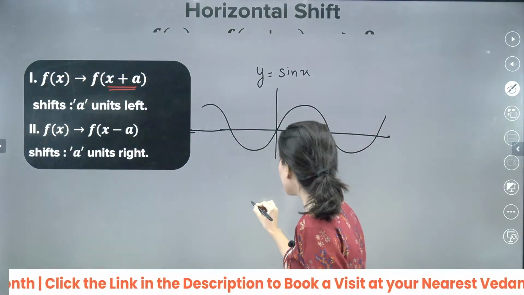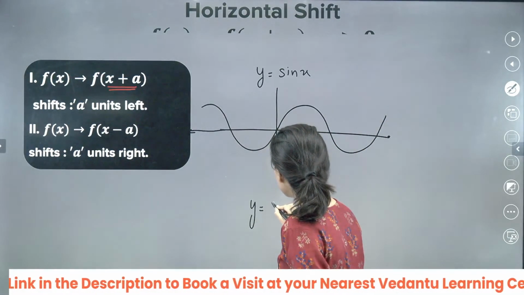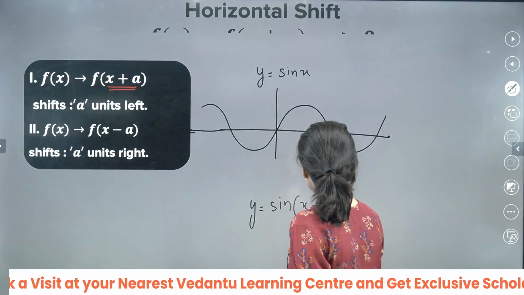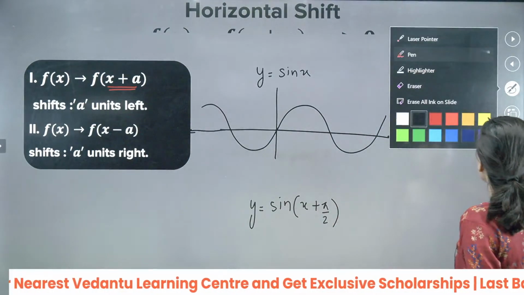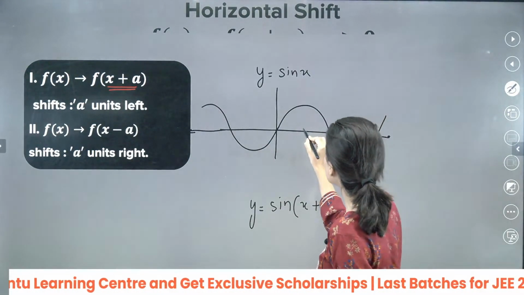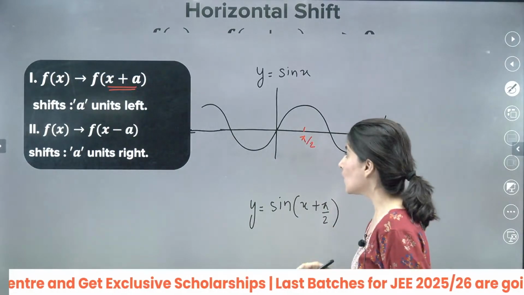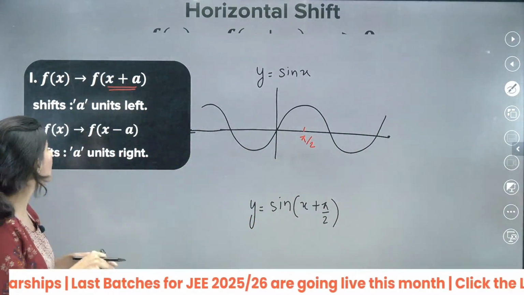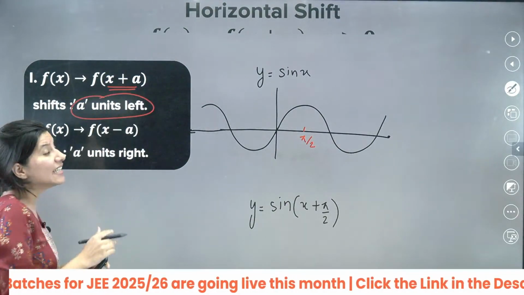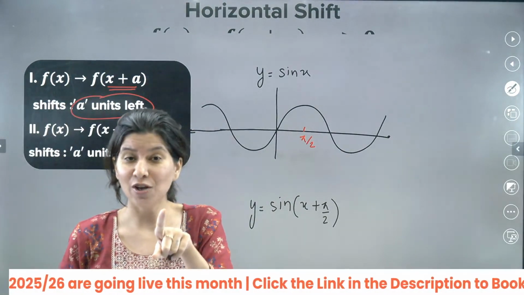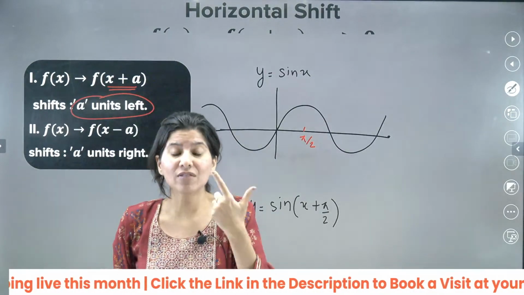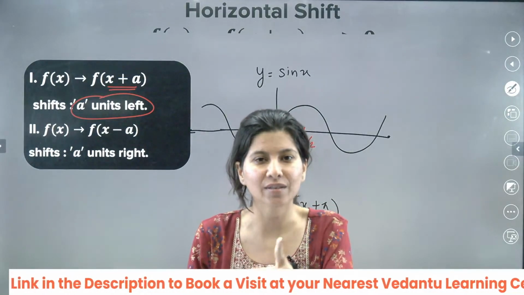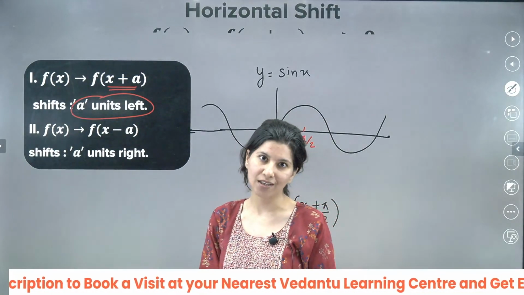All right. Now what I need to plot is y is equal to sin of x plus pi by 2. Correct? Let's plot y is equal to sin x plus pi by 2. This is your pi by 2. Whenever we add a in x, we shift a units left. Now this is tricky. Sometimes we feel intuitively that if we are adding, we go to the right, but we have to do the opposite thing.